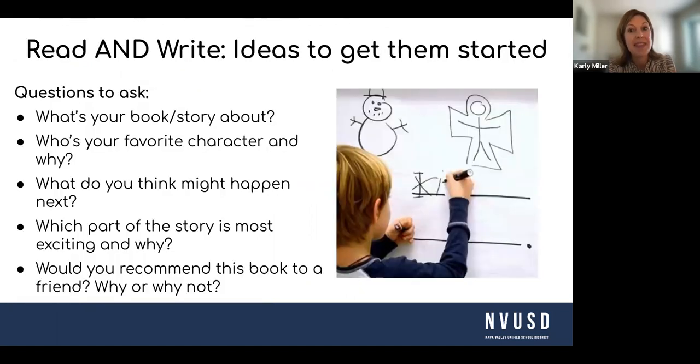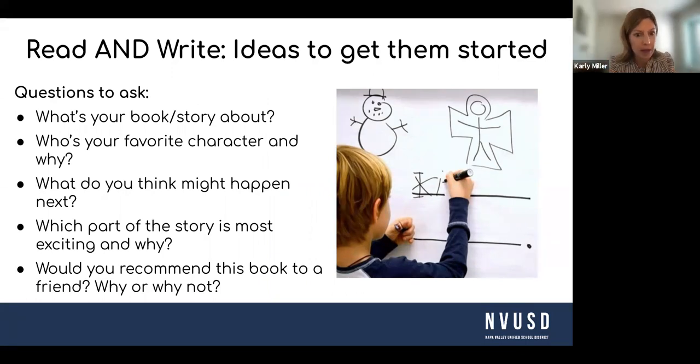So things you can do at home to get them started. You just read a book. You read a picture book that was one of their favorites. And you said, well, tell me what your book is mostly about. And they might just draw some pictures from the book. Who's your favorite character? Well, my favorite character was Charlotte from Charlotte's Web. We're reading Charlotte's Web. So I'm going to draw a picture of the spider. Well, where is the spider? Well, the spider's sort of hanging up there.